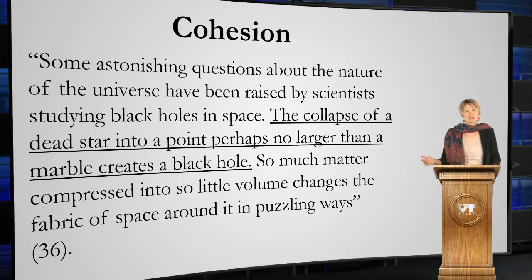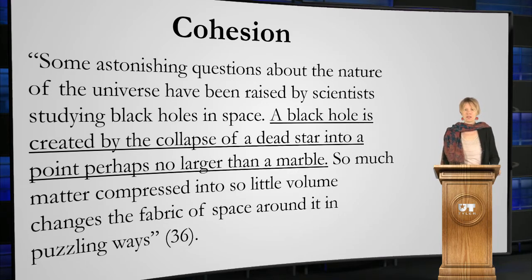Now, the next sentence assumes that the reader doesn't know exactly what a black hole is or needs reminding, but the way that the sentence presents the information causes a reader who's new to this topic to trip up a little bit, because the first sentence has ended with black holes in space, and the next sentence starts out, the collapse of a dead star into a point perhaps no larger than a marble creates a black hole. Williams wants us to understand that reversing the order of the information presented in that second sentence, that middle sentence, would make the writing flow better.